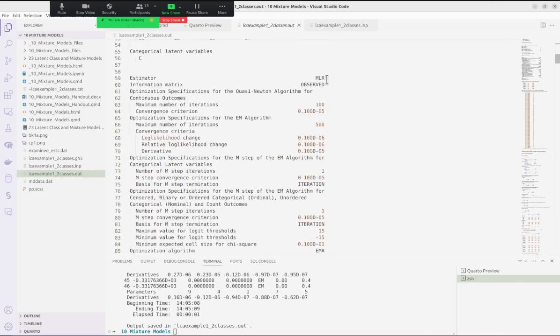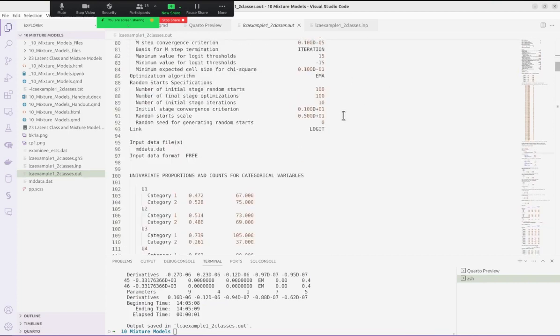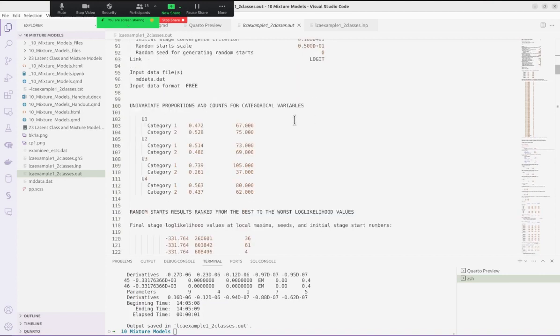Again, we're using maximum likelihood. In this case, it's robust maximum likelihood. I'm not aware that there's a big difference in that. Here at the top part of the model, it actually gives you the univariate proportions and counts for categorical variables. So this is for every time you have categorical data. It's a data check. It basically tells you the proportion of people in each category.